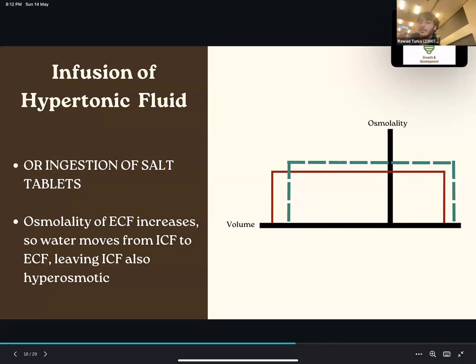So let's say, here's another case, for example, if we have 5% saline, which is, as I mentioned, hypertonic, given IV in a patient, then we'd have a higher osmolality in the extracellular fluid. Now, in order to balance the osmolality between the intracellular fluid and the extracellular fluid, we have fluid moving from within the cell to outside the cell in order to maintain that balance. So when you have fluid moving from the ICF to the ECF, that also leaves the ICF hyperosmotic. So what we see is an increase in the volume, or the horizontal dimension, in the extracellular fluid because we have that fluid moving from the ICF to the ECF. We have a decrease in volume in the ICF, as I mentioned, and we have an overall increase in osmolality because of that ingestion of a salt tablet or because of that 5% saline IV.